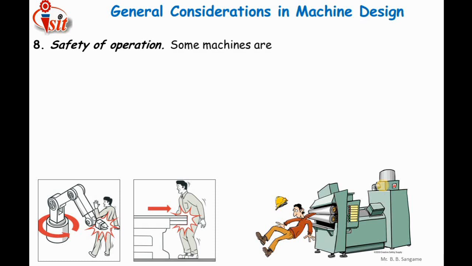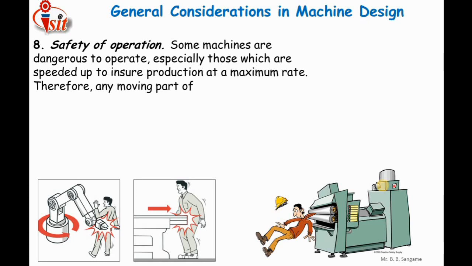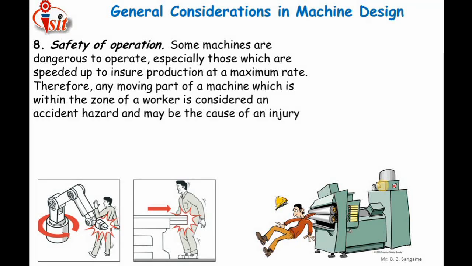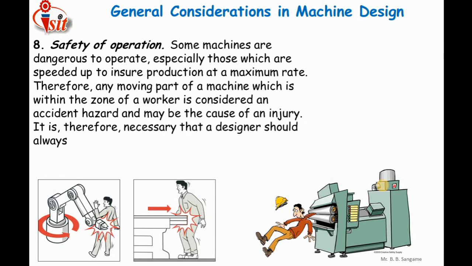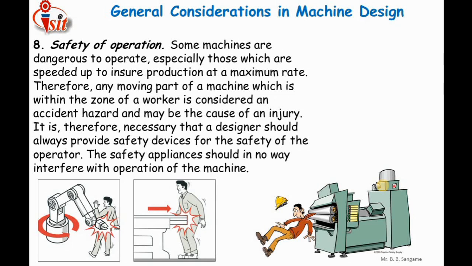Next is the safety of operation. Some machines are dangerous to operate, especially those which are speeded up to ensure production at maximum rate. Therefore, any moving part of a machine which is within the zone of the worker is considered an accident hazard and may be the cause of injury. It is therefore necessary that a designer should always provide safety devices for the safety of the operator. The safety appliances should in no way interfere with the operation of the machine.